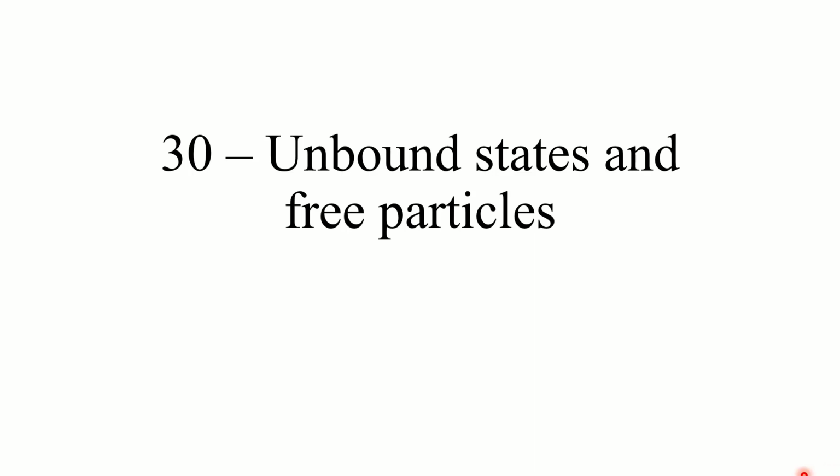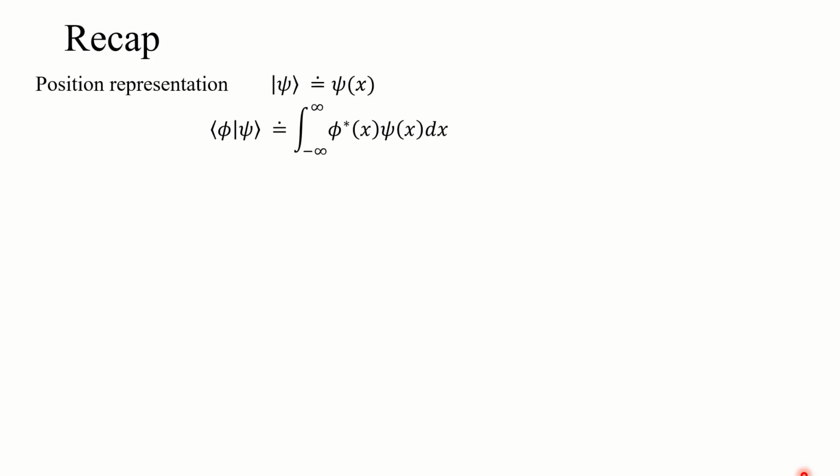Today's video, we're going to build on what we've done in the past few videos where we use the position representation to look at what the bound states were for a given potential. Today, we're going to look at the first example of unbound states, where the energy is larger than the potential. So it's still in a classically allowed region. And we're going to look at essentially the free particle potential.